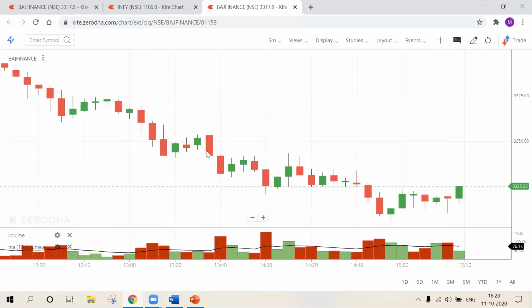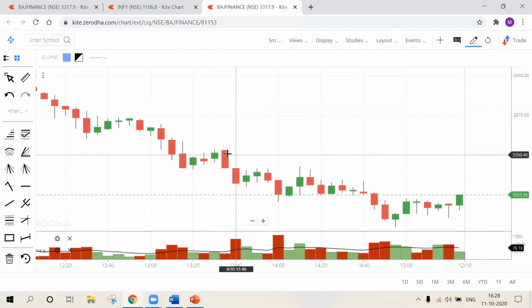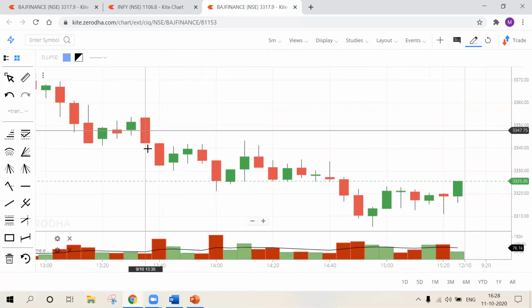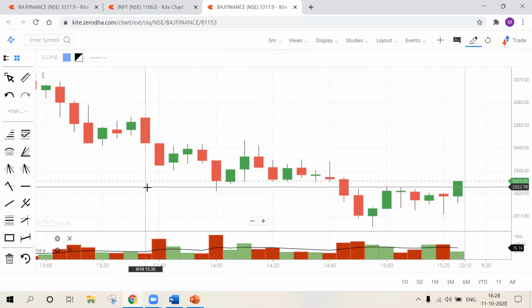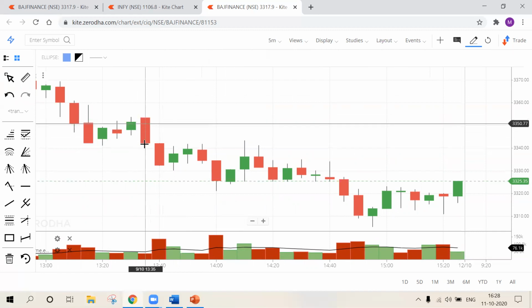If the candle color is red, that means more number of sellers are coming into the market. I repeat, if the candle color is red, that means more number of sellers are coming to the market at that time. Look at the x-axis. It shows 1:35 p.m. on 9th October. So on that day, at that time, more number of sellers came to the market. So the candlestick turns out to be red if more number of sellers are coming.